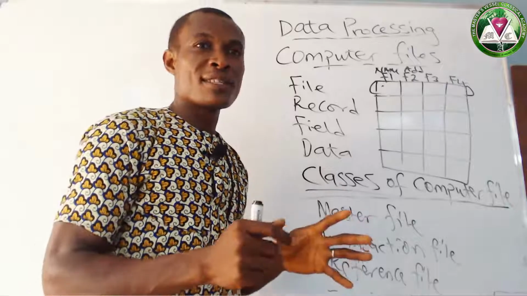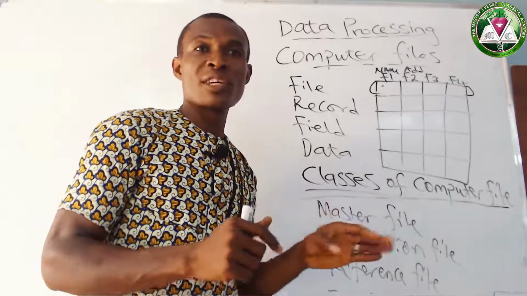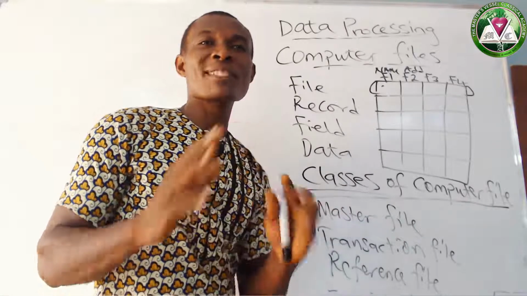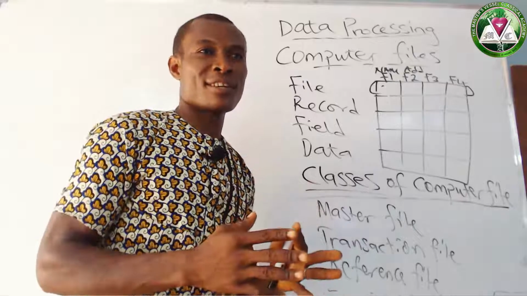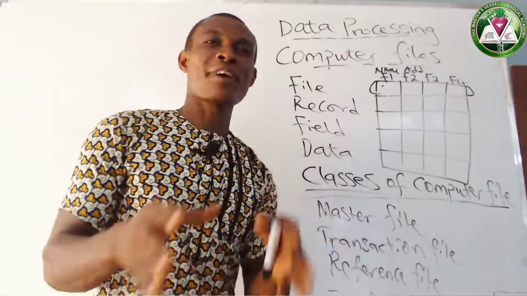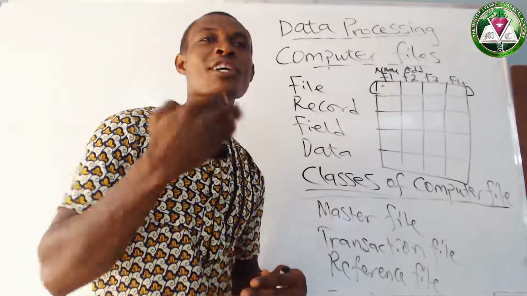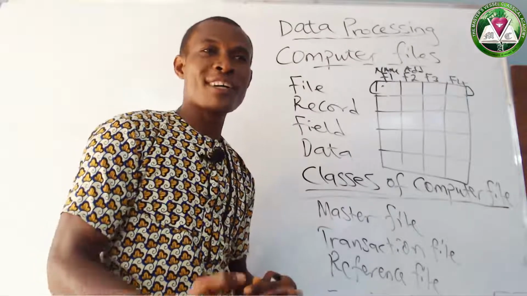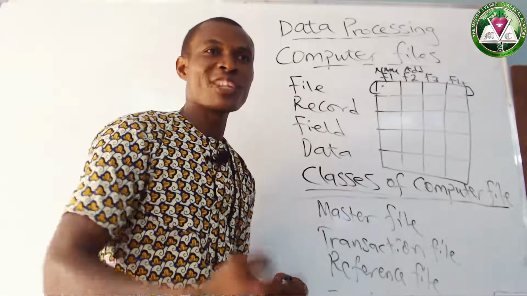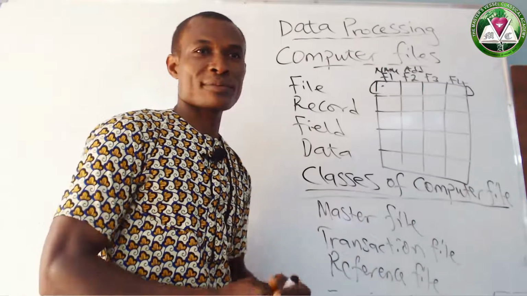So because of this, the files that will contain such information are called master files. But this master file can be updated using another file called a transaction file. A transaction file is a file that is created as a result of day-to-day transactions that go on in an office or in a shop.